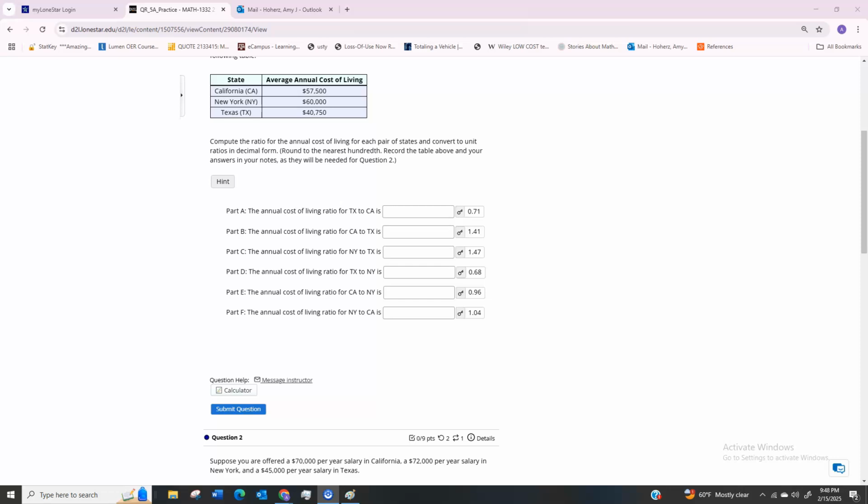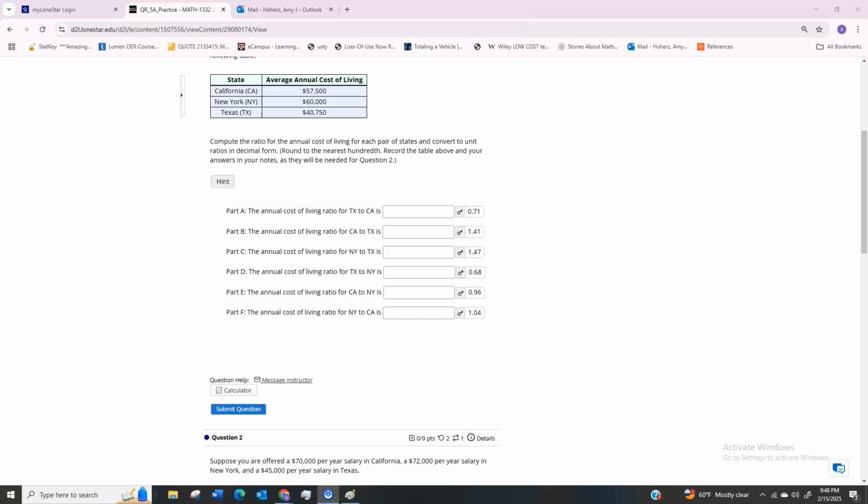But for Lumen, it matters which order you put the states in, because it's using these rounded values. And so if you use this 0.71 instead of this 1.41, it's going to come out a little bit different. So we were not far off on our answers, but we were a little bit off because of that rounding. And Lumen is only accepting that one answer.